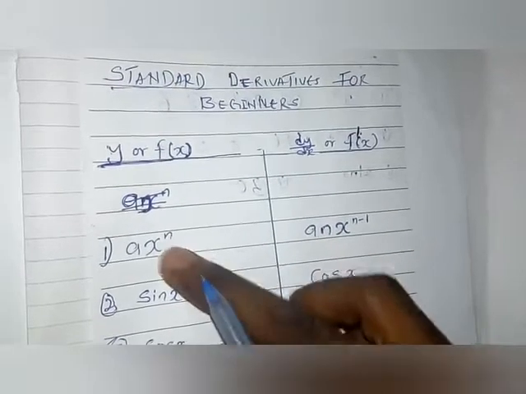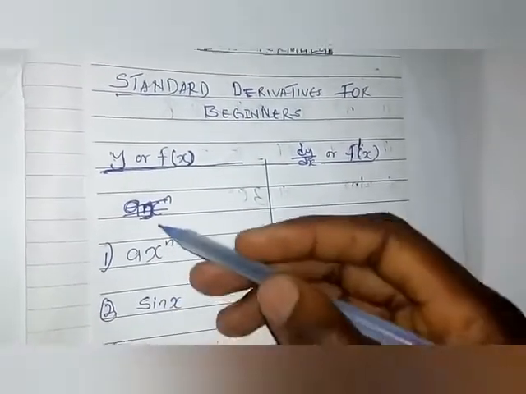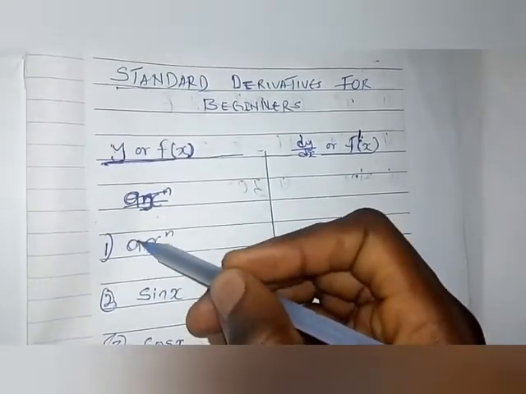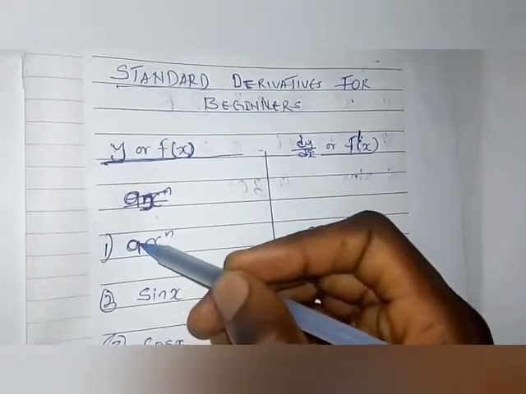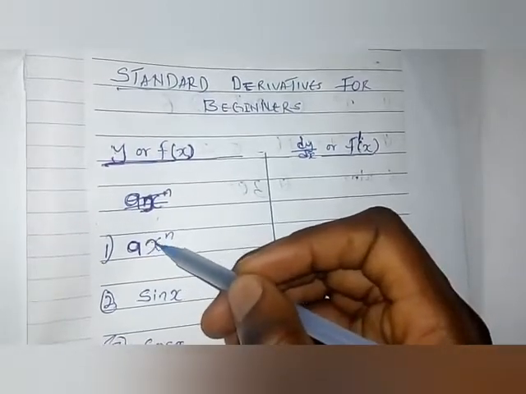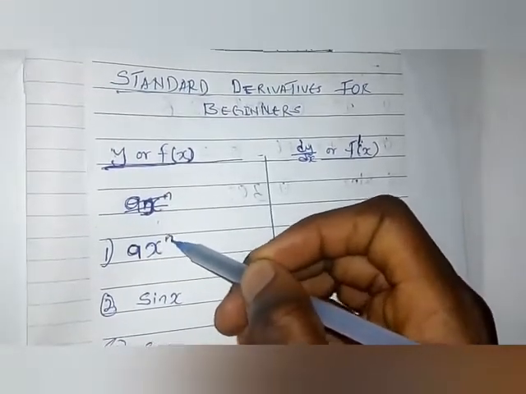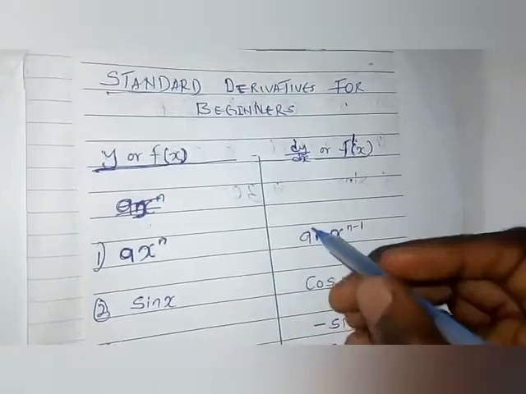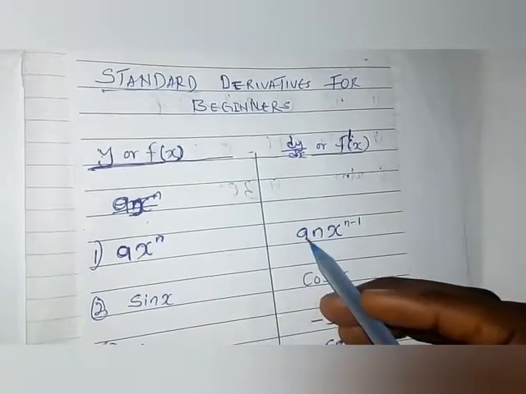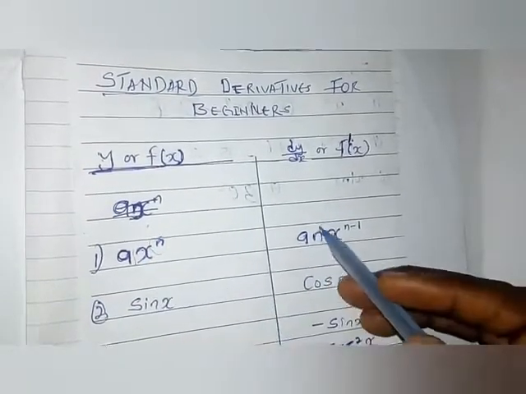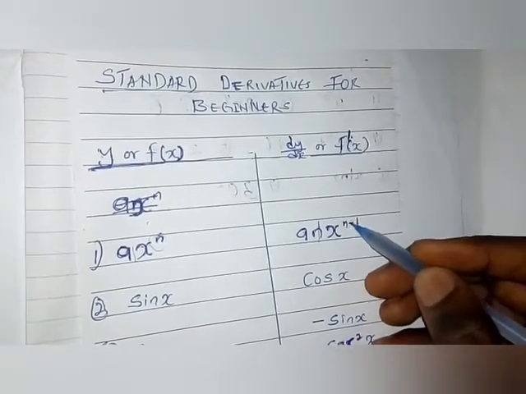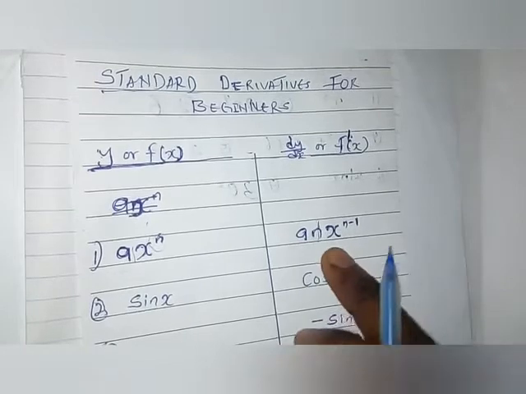The simple method you have to follow is by using the formulas. Here are some standard functions given to you. If you are given an algebraic function having a constant, or coefficient, multiplied by x raised to the power of n, just bring down the coefficient, then bring the power n down, then x, then the power again, minus 1. So that is the formula for that.